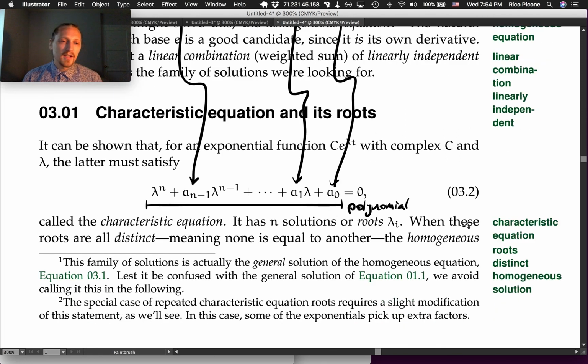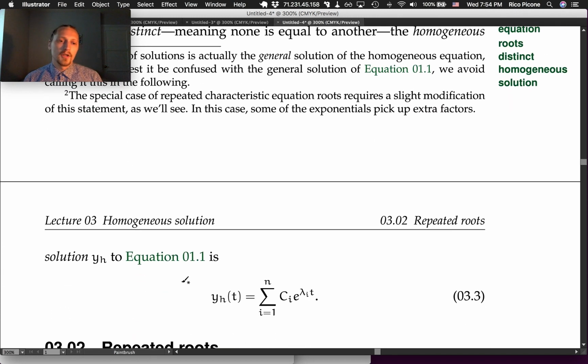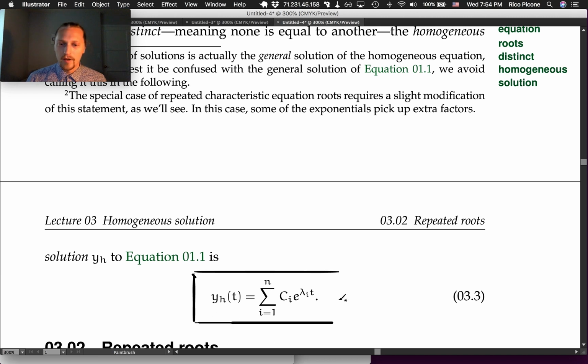The homogeneous solution, y h, to equation 1,1 is equation 3,3. So let's take a look at this here. This is like a very important box.